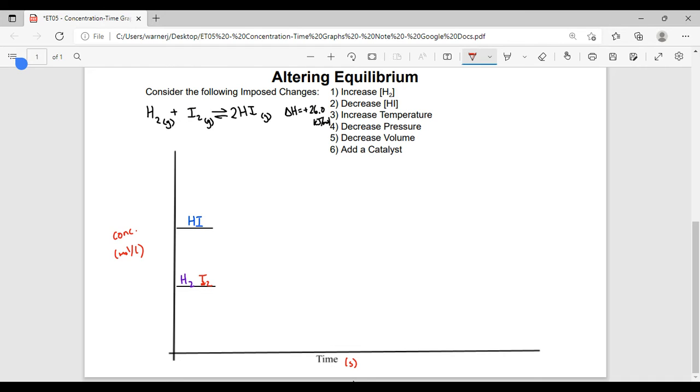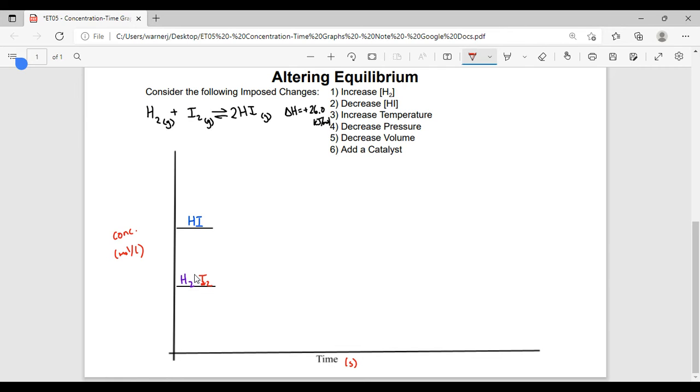So now we're going to apply our understanding of Le Chatelier's principle. We're going to take this equilibrium. We've reached equilibrium. So here are our equilibrium concentrations when we're at equilibrium. And right now I'm not worried about the numbers, but we want to look at how these changes are going to visually look on this graph.